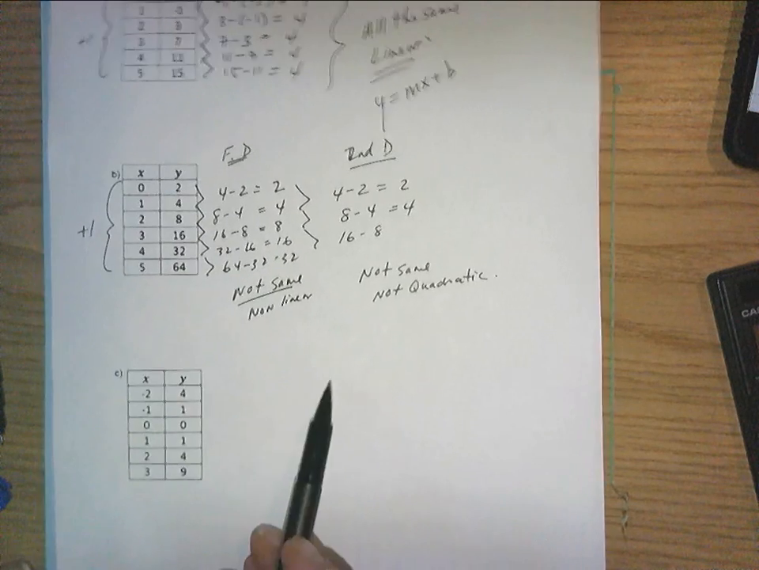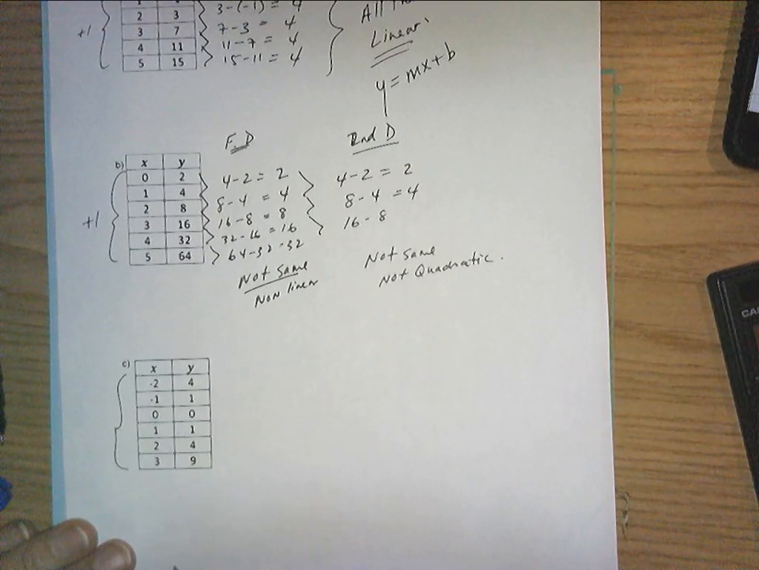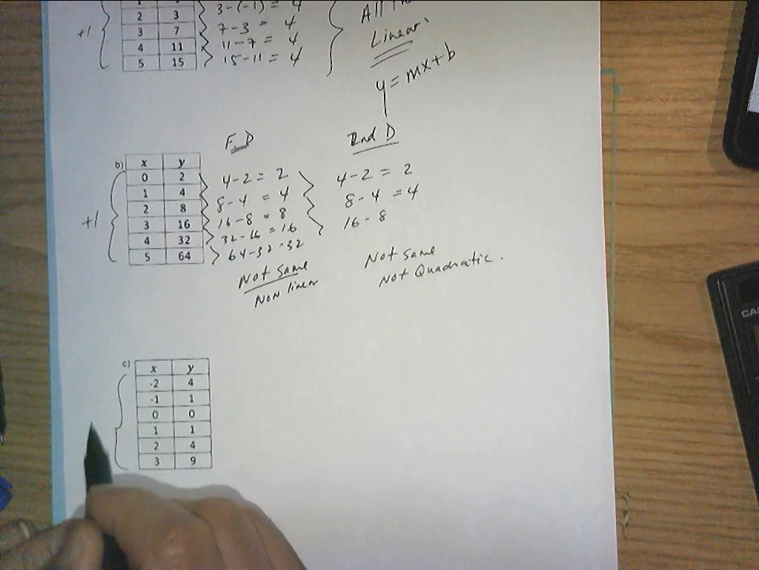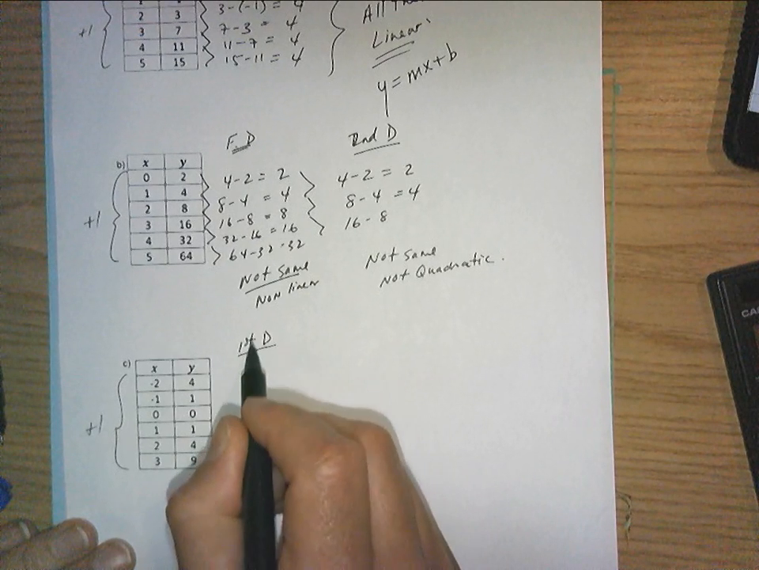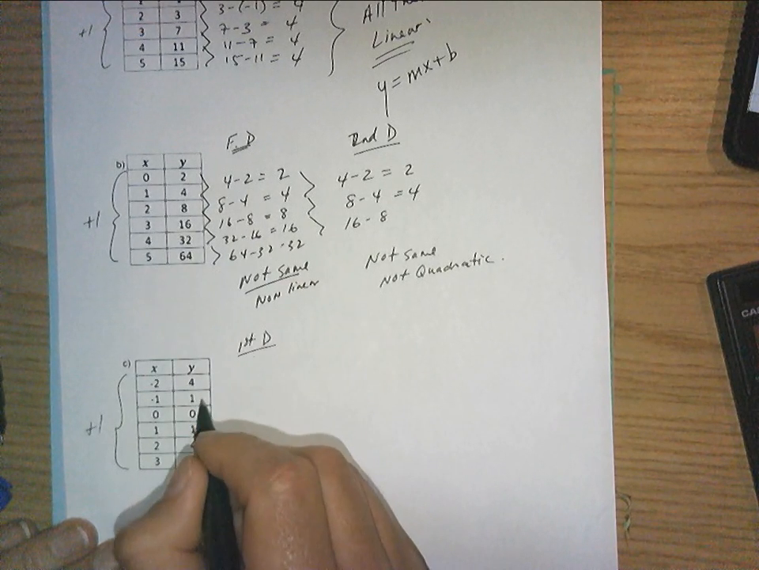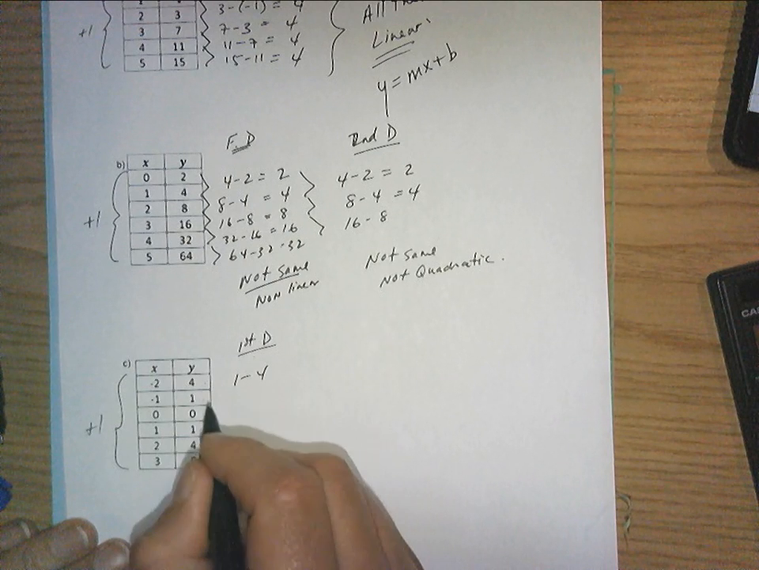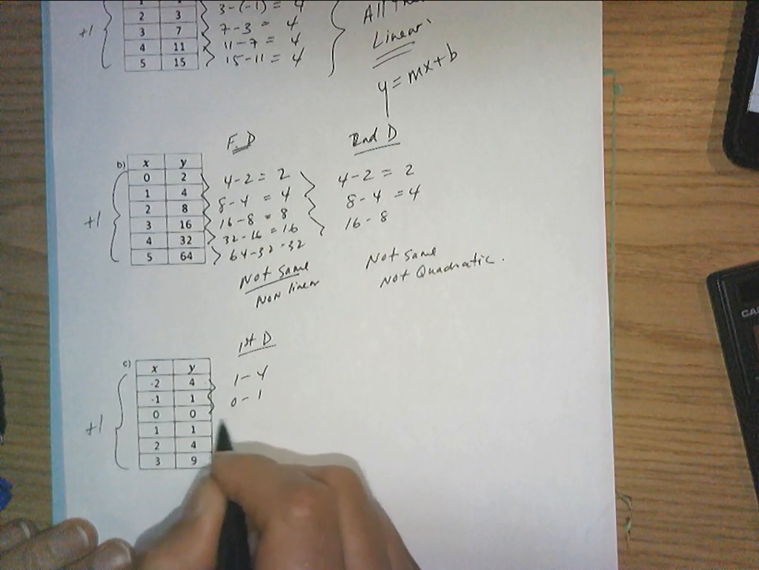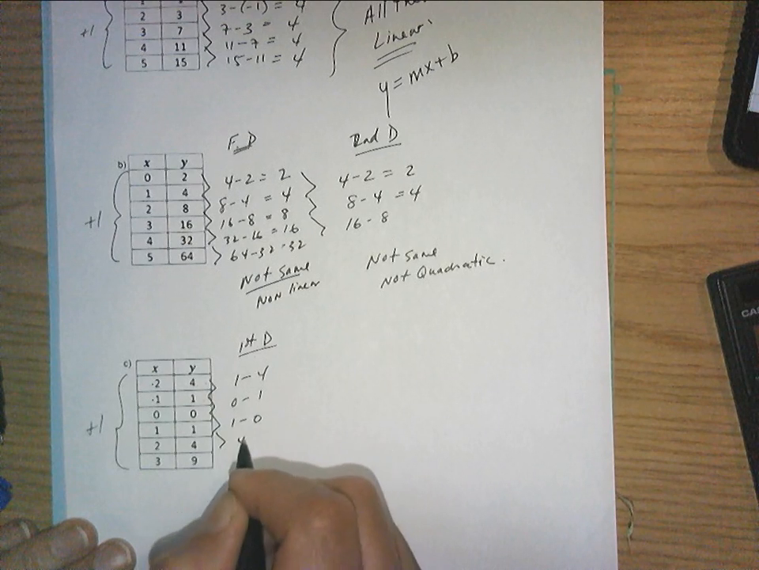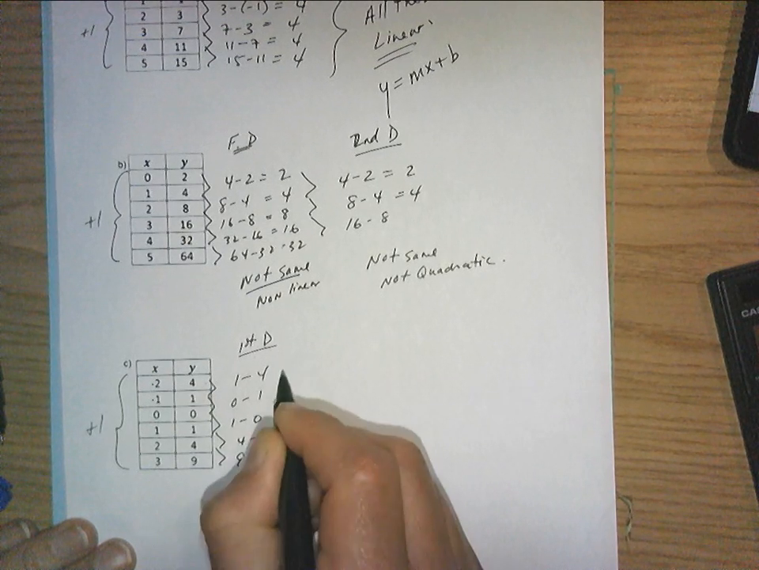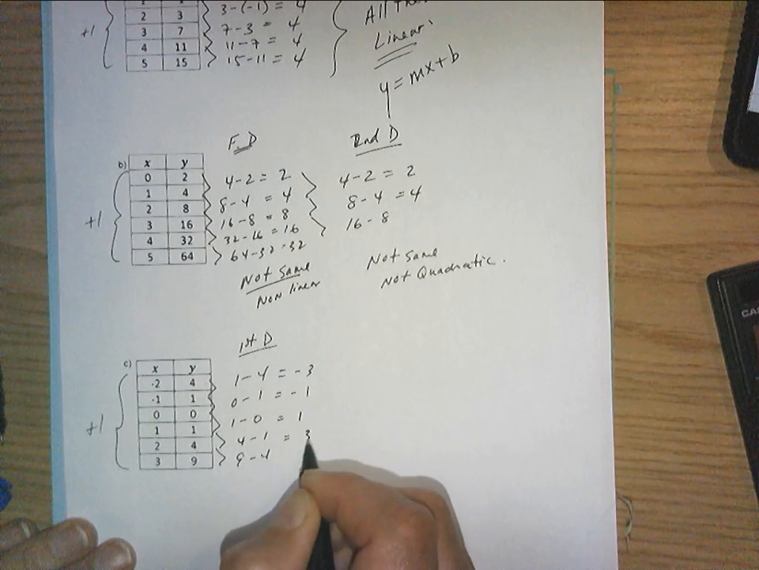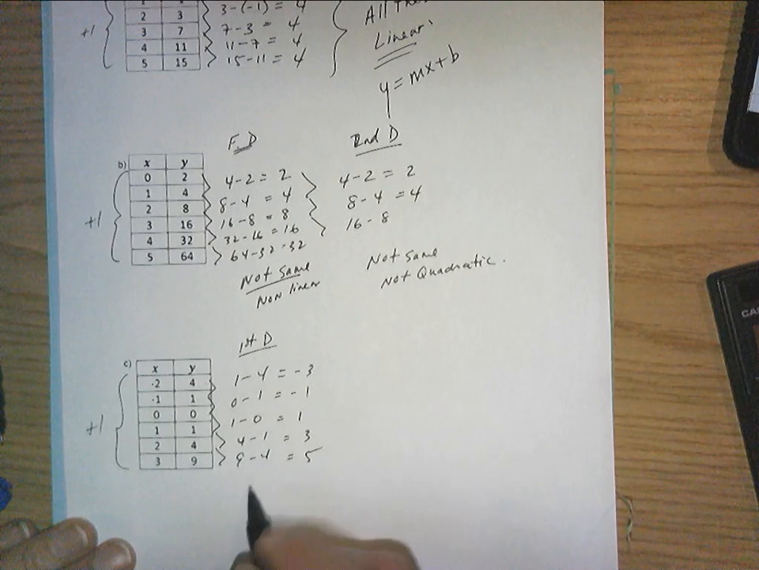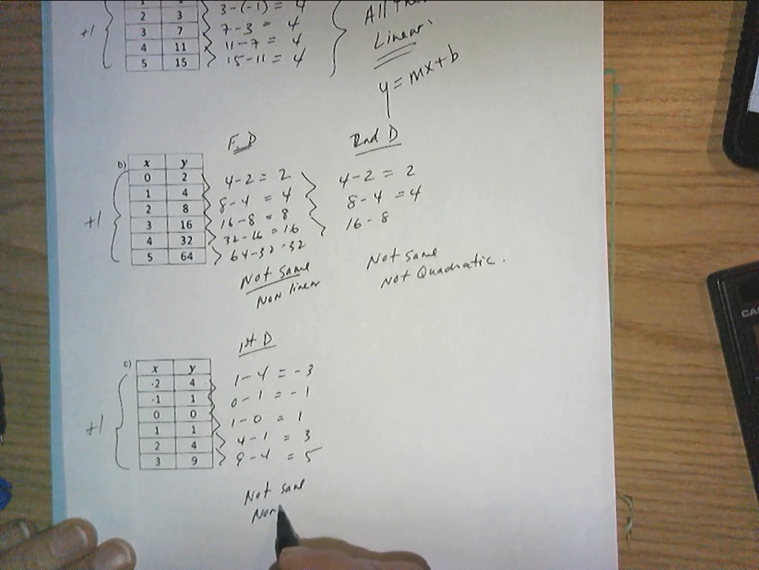Last one. Make sure that these are all going up by the same amount. Plus 1, plus 1, plus 1. Yep. So the first finite differences, I like using first, I think, instead of the f. It's going to be 1 minus 4. It's going to be 0 minus 1, 1 minus 0, 4 minus 1, 9 minus 4: -3, -1, 1, 3, 5. So it's not the same. So therefore it's non-linear.